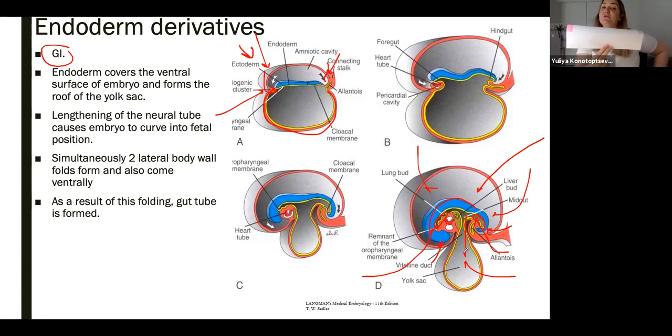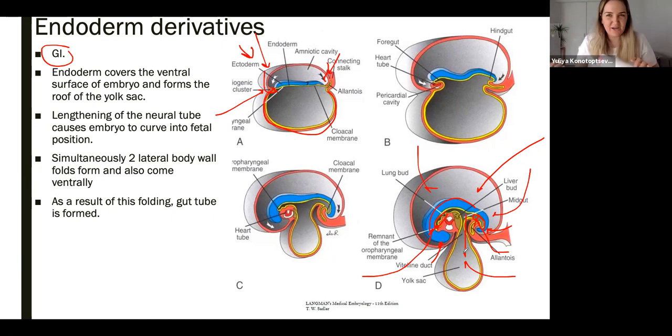Yolk sac disappears during the 3rd month. Vitelline duct will disappear at 3.5 months. Eventually, your midgut will also be a tube, like you right now. Okay, you're a cylinder. Your body is a cylinder. That's the head, that's the tail.